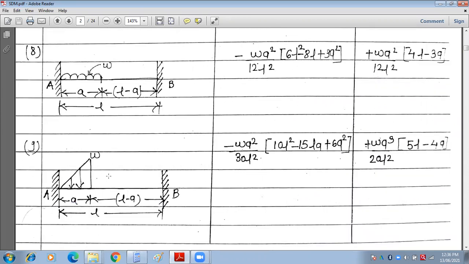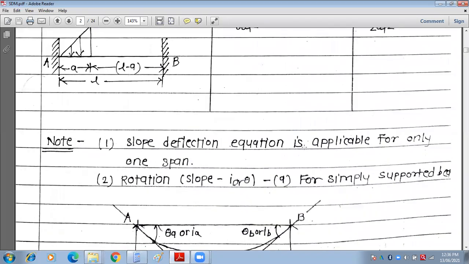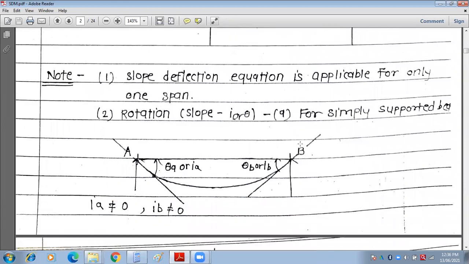If it is carrying a triangular load over an intermediate span of the fixed end beam, then the left side moment is WA square into bracket 10L square minus 15LA plus 6A square divided by 30L square, and the right side moment is WA cube into bracket 5L minus 4A divided by 20L square. There are some notes that we have to consider while solving this.